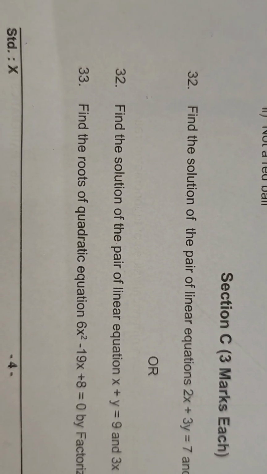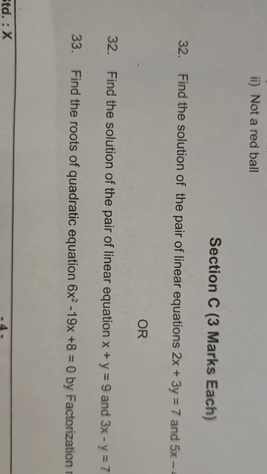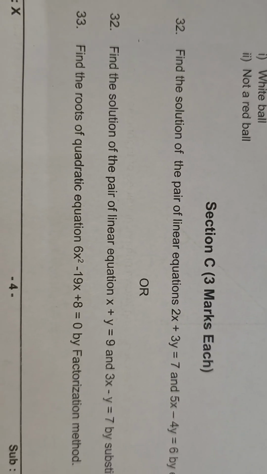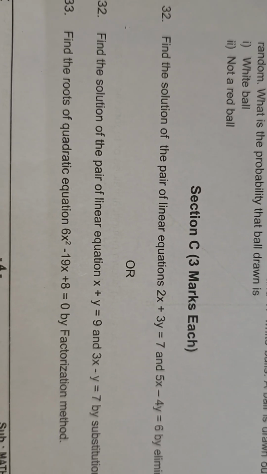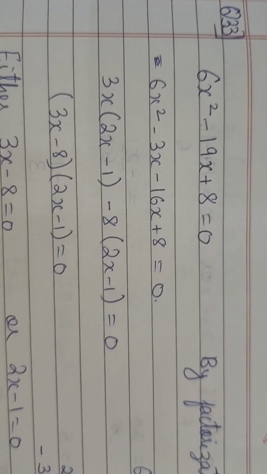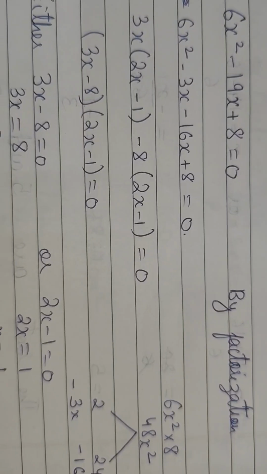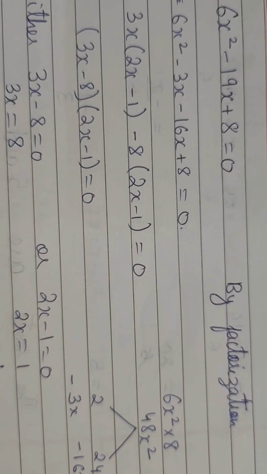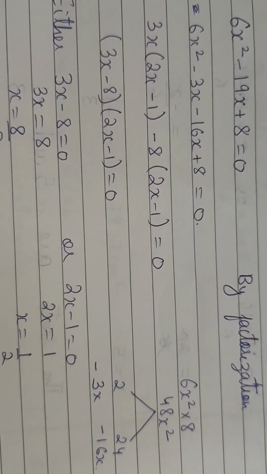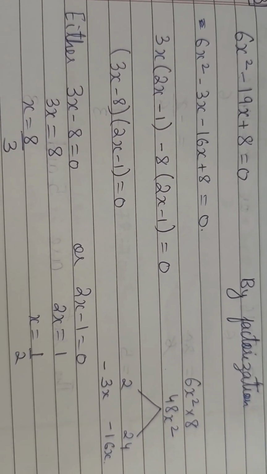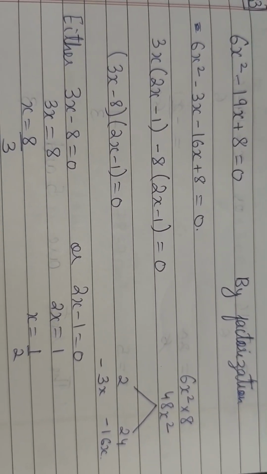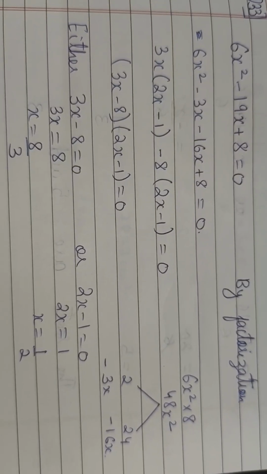Question number 33. Find the root of a quadratic equation 6x square minus 19x plus 8 is equal to 0 by factorization method. By factorization means first term multiply by last term. So 6x square multiply by 8, so I will get 48x square. Then I will find factors. 2 multiply by 24, will I get 19? No, I won't get. So 3 multiply by 16, yes, I will get 19.